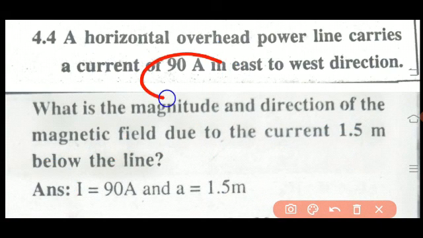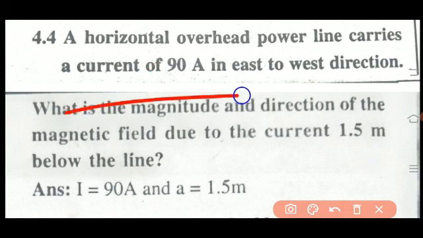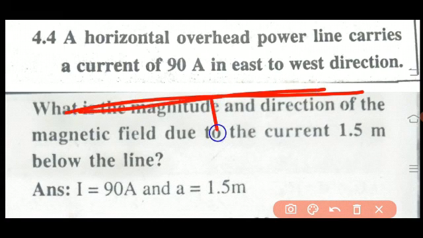Now, what is the given current? That is 90 amps. At what distance do we have to find it? At a distance of 1.5 meter. Once again, we can use the Ampere circuit law equation. If this is the wire, at 1.5 meter distance we want to find the magnetic field B.